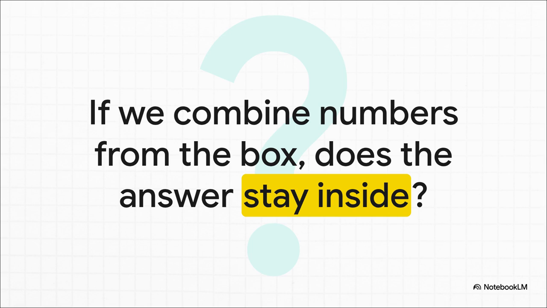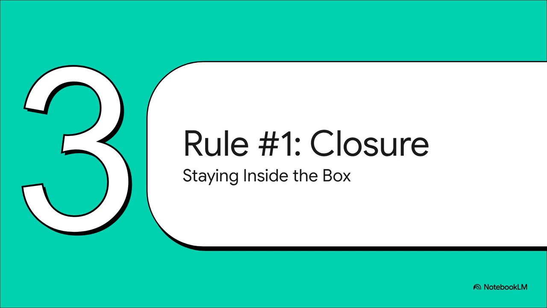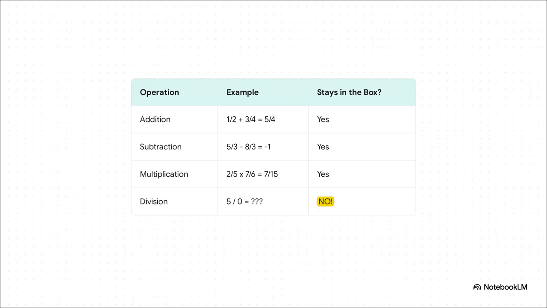And they all boil down to one simple question. If you take two numbers from inside this box and you combine them, does the answer you get also stay inside the box? And this leads us straight to our first and maybe most important rule. It's what mathematicians call the closure property. It's really all about whether our box is sealed tight or if things can somehow escape. So let's test this out. If you take two rational numbers and add them, the answer is always another rational number. It stays in the box. Same thing for subtraction. You subtract one from another, the answer's still in the box. And multiplication? You guessed it, stays in the box. We say these operations are closed.